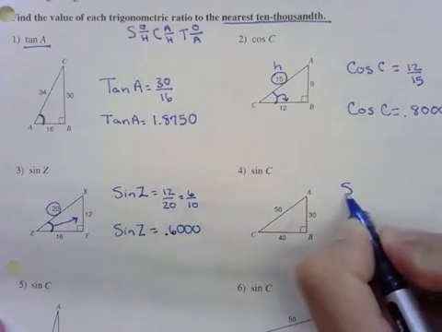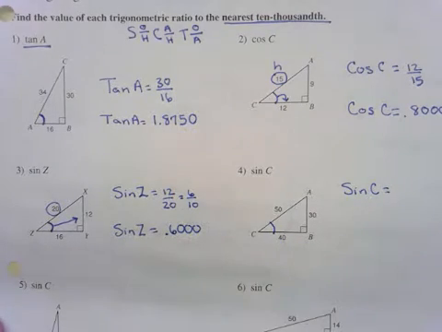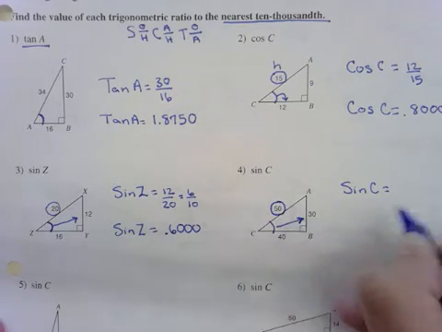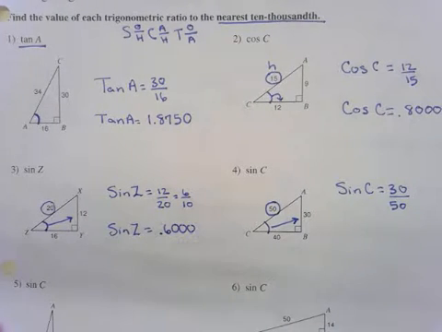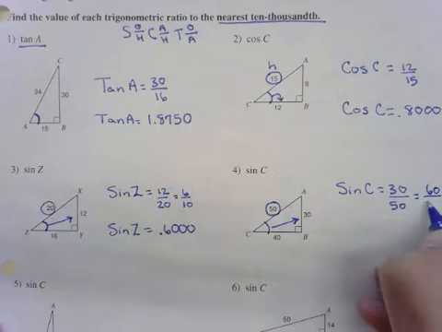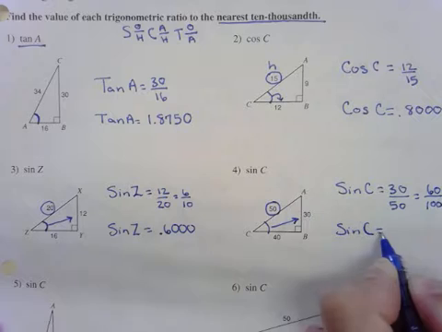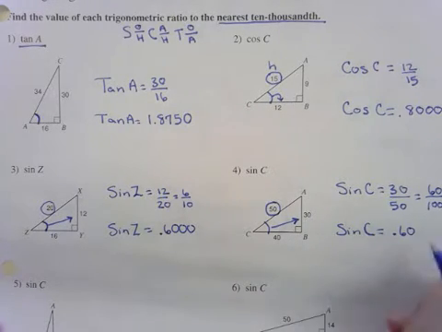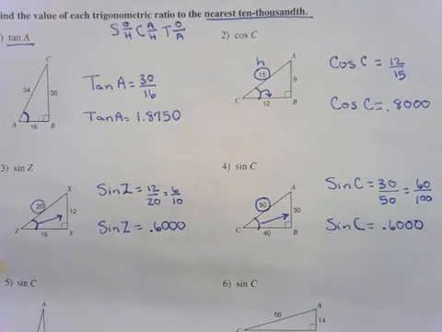Here we have sine of C equals, again, here's my C, so I'm going to mark that angle, opposite over hypotenuse, 30 over 50. And again, do I need to use my calculator to do 30 over 50? Not really. I can turn this into 60/100ths. So the sine of C equals 60/100ths, 0.60 in a decimal. And again, I'm going to put thousandths and 10,000ths because that's what it's asking me to do.